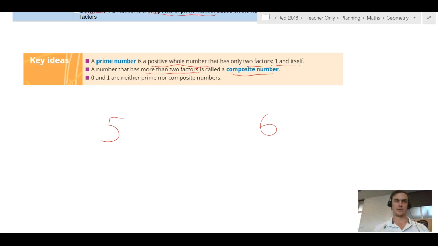Now it's important to also understand that 0 and 1 are neither prime nor composite, so you leave them out of this when we're dealing with prime and composite. Leave 0 and 1 out of this factoring in when we go from there.